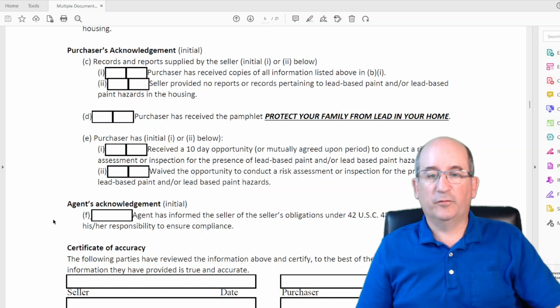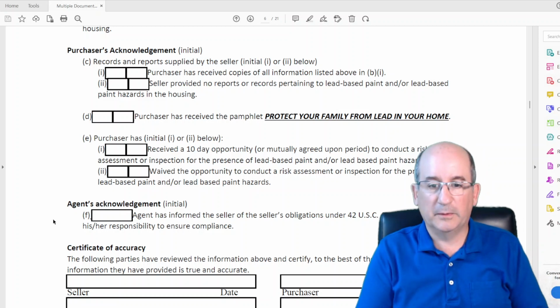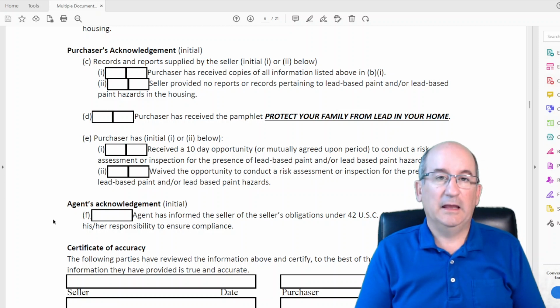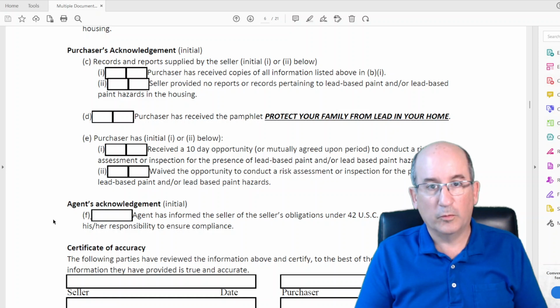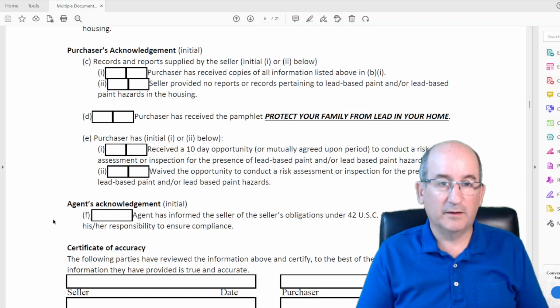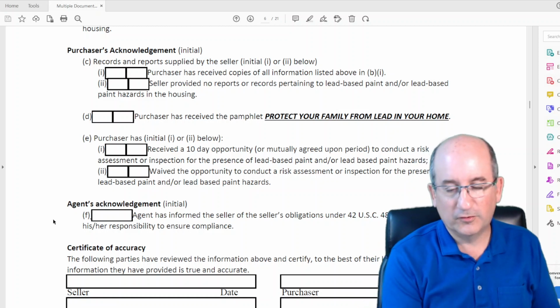The agent has informed the seller of their obligation under this law and is aware of their responsibility to ensure compliance. In other words, that means if you know, you got to tell. If you don't know, you don't know. But if you know and you don't want to tell me, too bad, you got to tell me anyway. All right? So that's what it is. You just have to disclose.